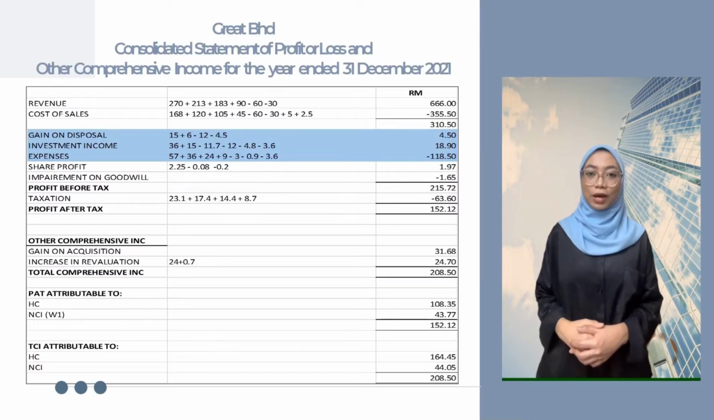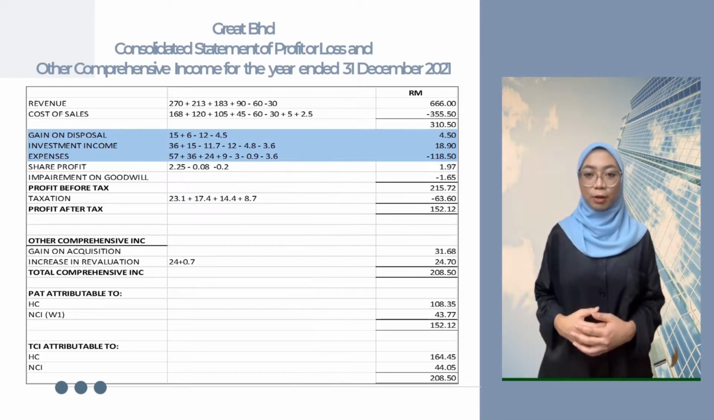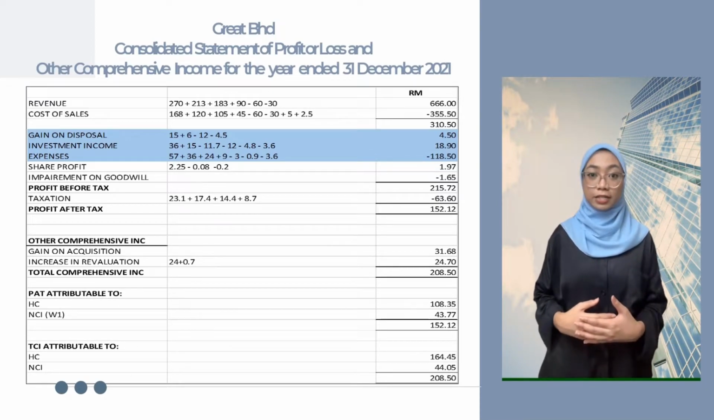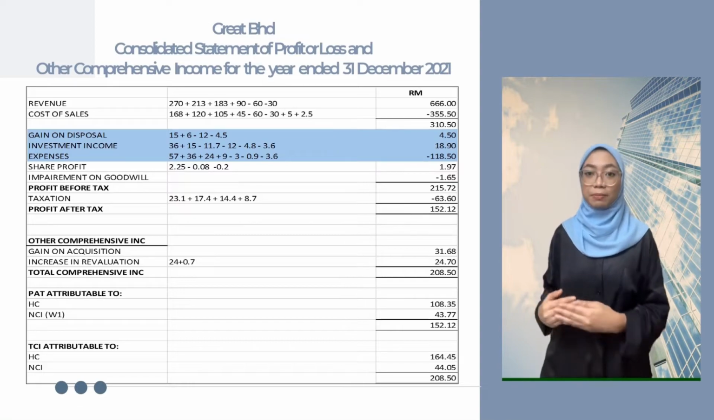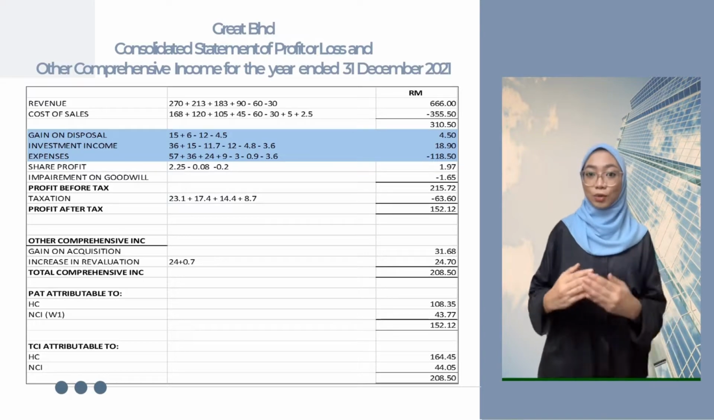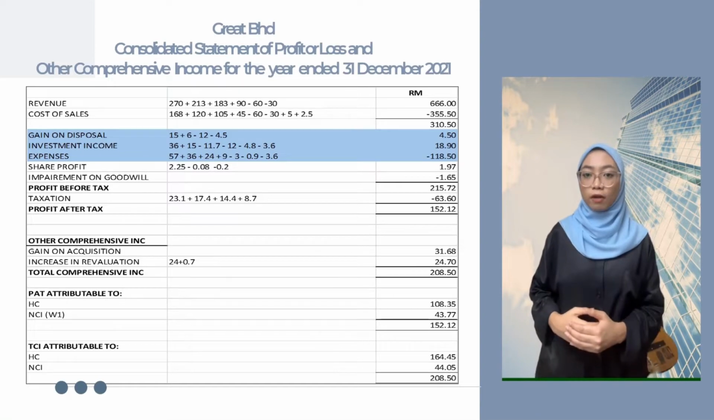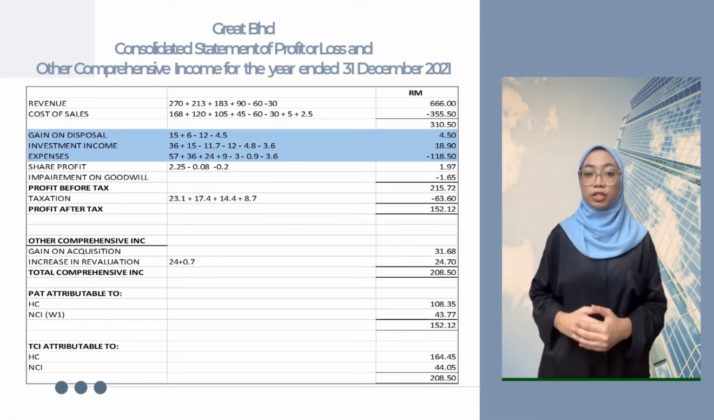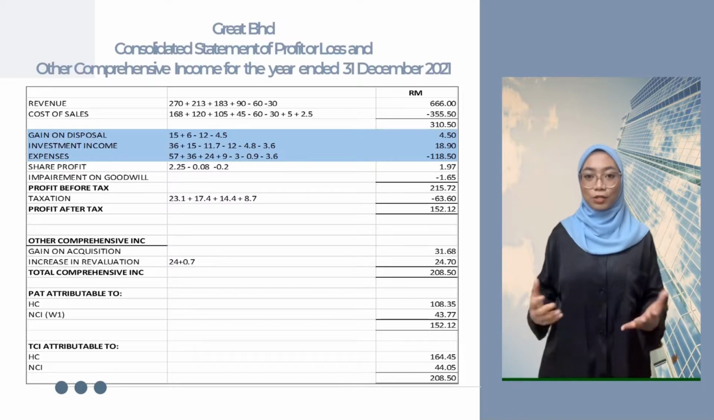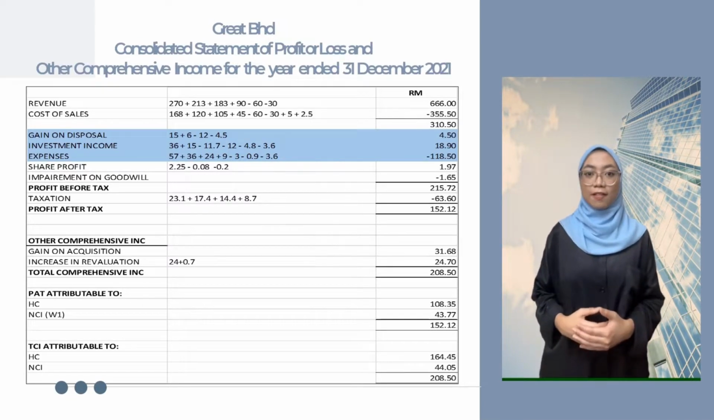Meanwhile, we also need to add the investment income amounting to 18.9 million. For the investment income amounting to 18.9 million, we get by adding the amount from the statement of profit or loss given, which are 36 and 50 million. Then, minus the ordinary share dividend received from Big to Great amounting to 11.7 million, from Excel to Great amounting to 12 million, and from Good to Big amounting to 4.8 million. We also need to minus 3.6 million, which is the debenture interest received that Great acquired from Excel.